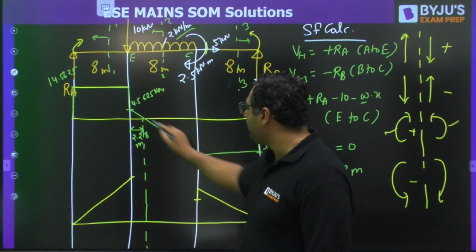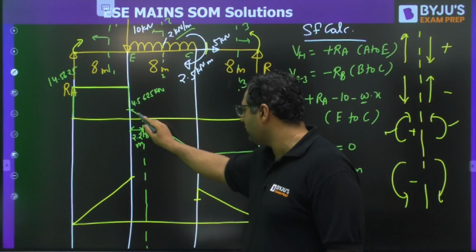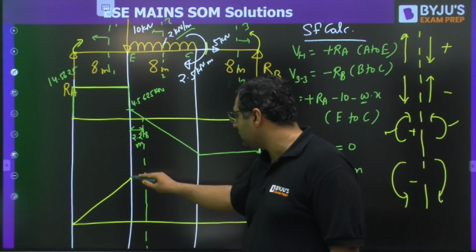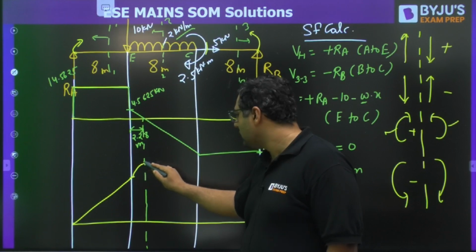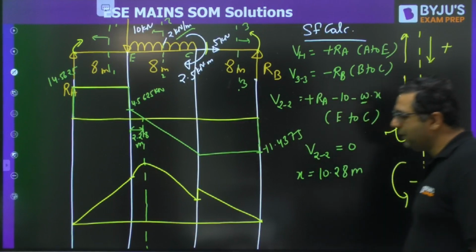And in between you have an inclined line, so it will be a parabola. And you can see initially shear force decreasing, then shear force increasing. So initially the slope will decrease, and then the slope will increase. So this will be the BMD.